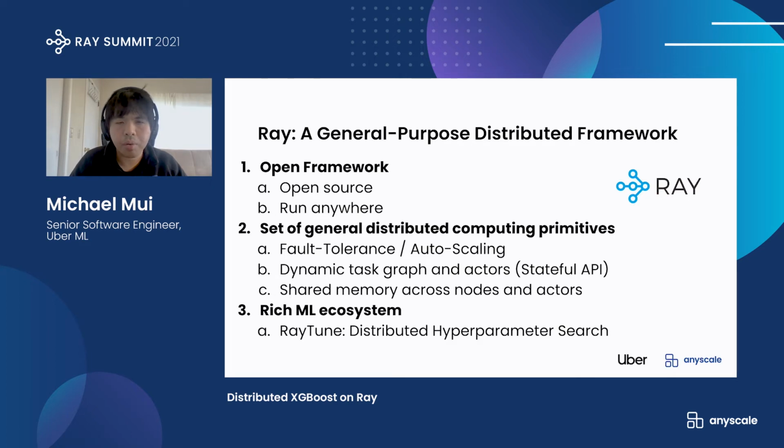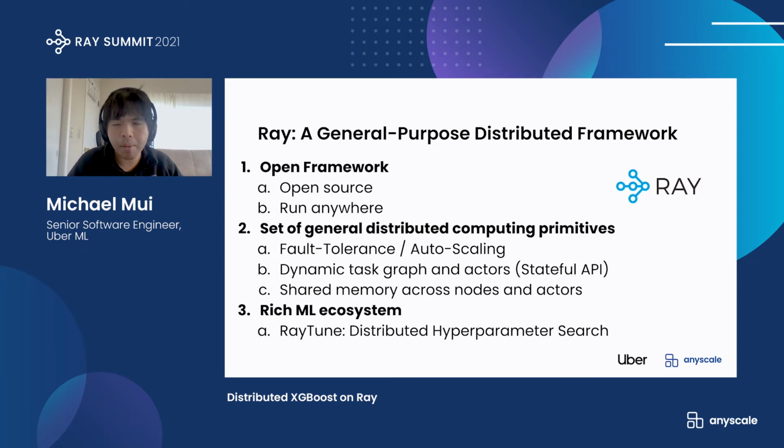And so this is where Ray starts to come into the picture, right? And just to highlight a few things that we really like about Ray, for one, it's an open framework, it's open source, and it runs almost anywhere: on Kubernetes, GCP, AWS, anywhere you would like it to run, it most likely already has done the legwork to run there. Two, it also provides a set of general distributed computing primitives, so that just by using Ray and the stateful APIs, we can get fault tolerance and auto scaling of tasks and actors out of the box.